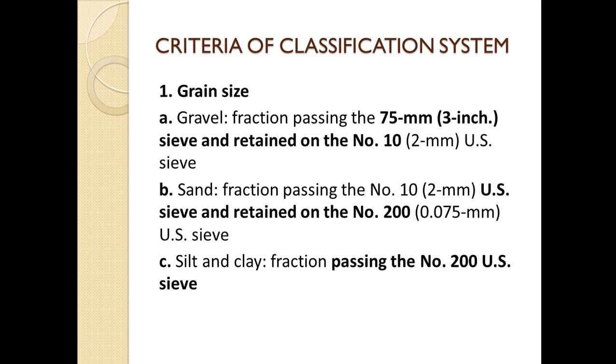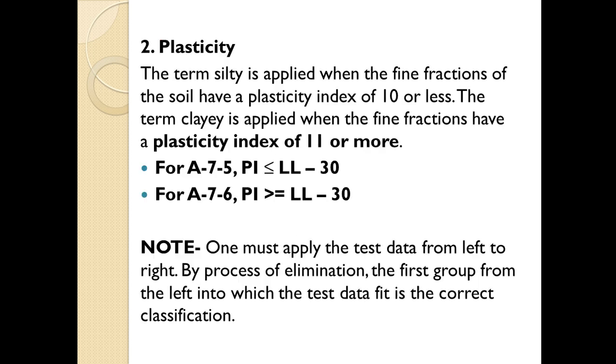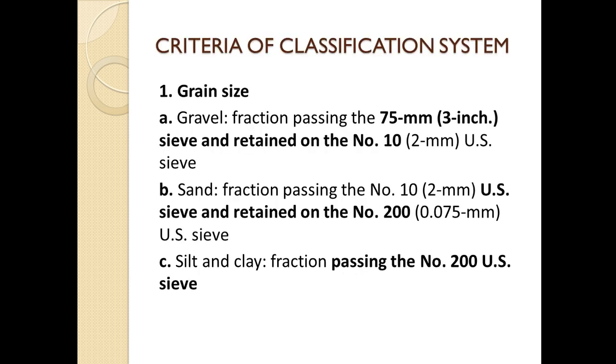Okay, so let's move forward. Now, what are the criteria of the classification system? There are two main criteria, grain size and plasticity. First, let's come to grain size. A soil is classified as gravel on the basis of the fraction passing the 75 mm sieve and retained on the number 10 sieve. A soil is classified as sand on the basis of the fraction passing the number 10 US sieve and retained on the number 200 US sieve. And the soil is classified as silt and clay on the basis of the fraction passing the number 200 US sieve.